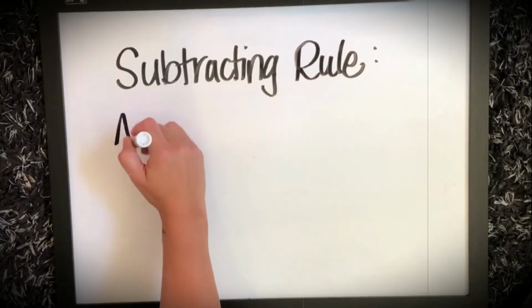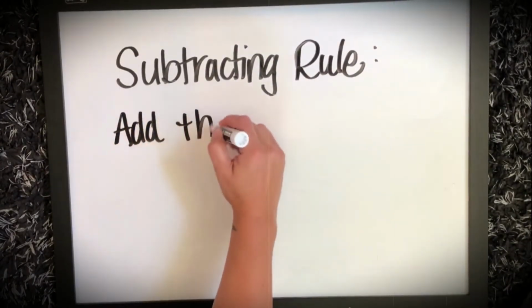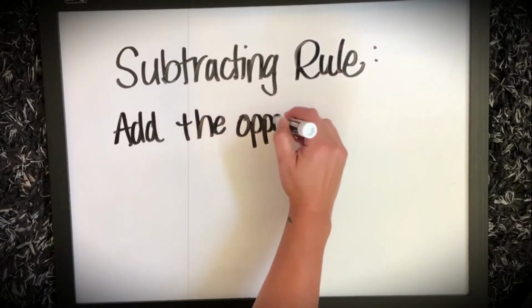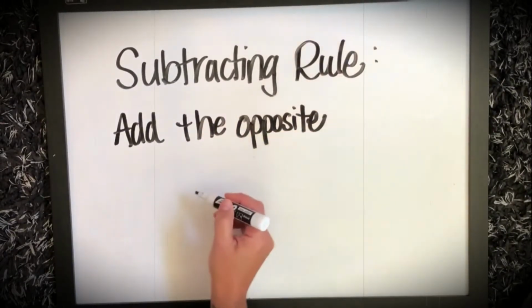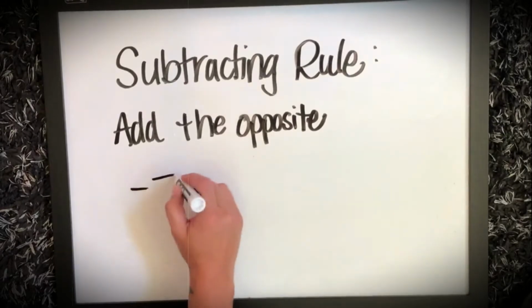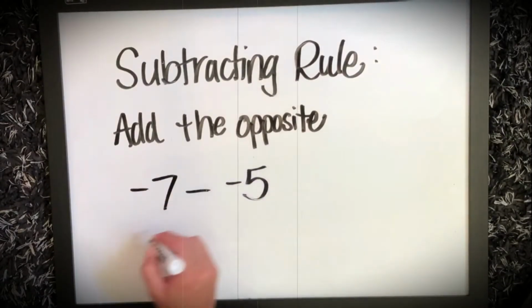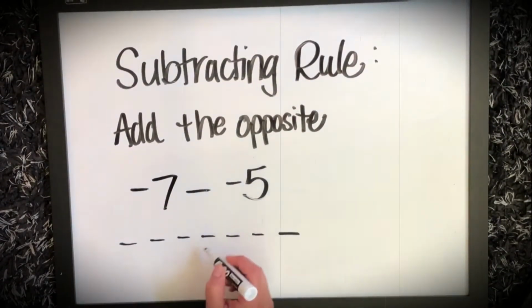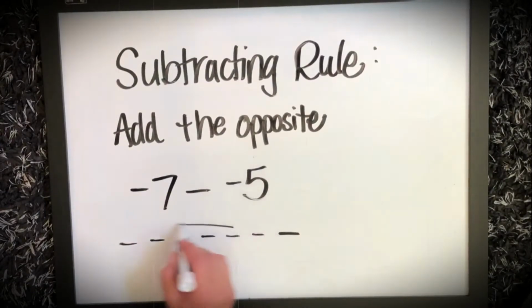So this brings us to the rule for subtracting integers. We can call this rule many things to help us remember it. Some of you have heard of keep, change, flip, or copy, change, flip, or add the opposite. Either way, we will change the subtraction to addition and change the sign of the second number.